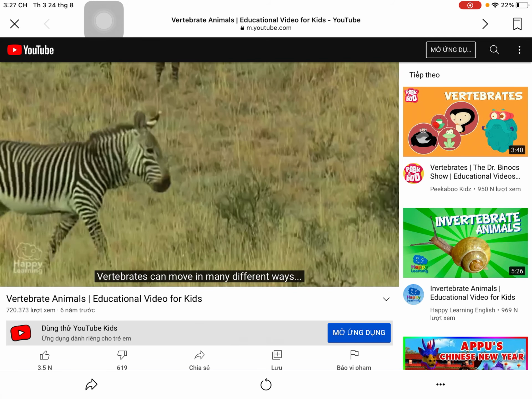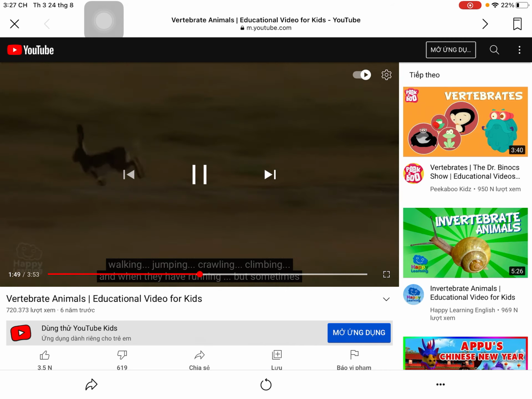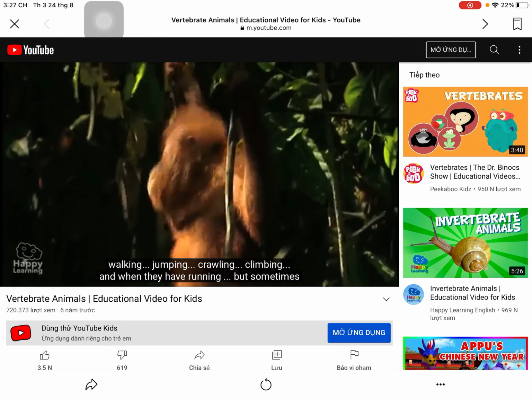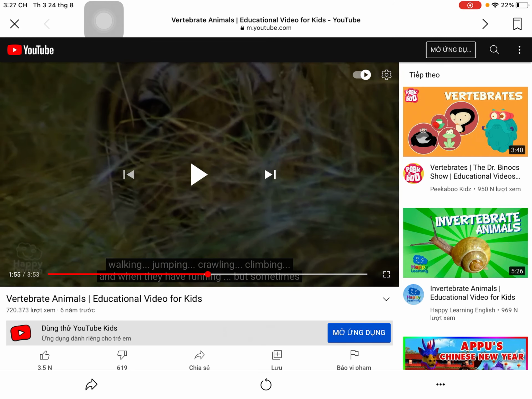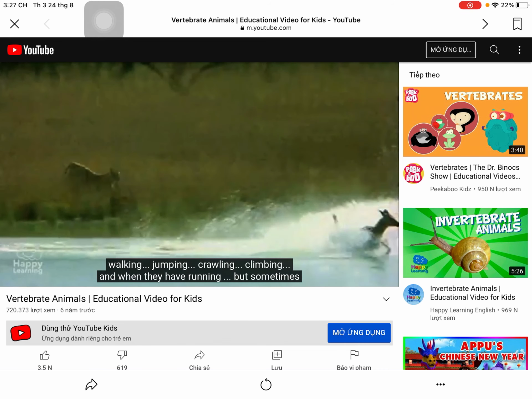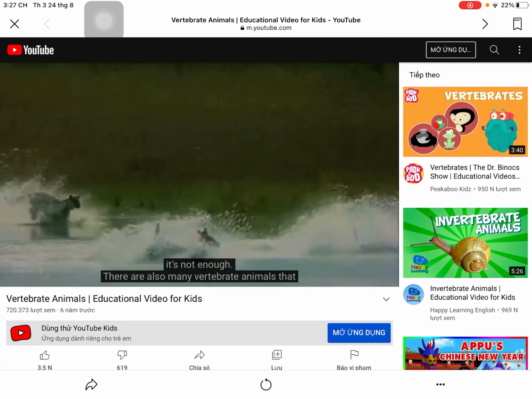Vertebrates can move in many different ways. Walking, jumping, crawling, climbing, and when they have to, running. But sometimes it's not enough.